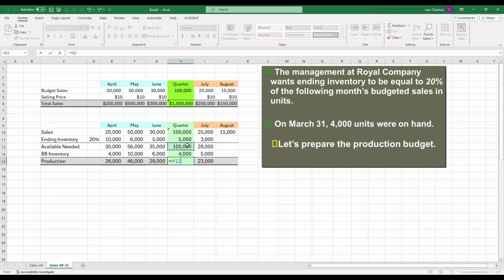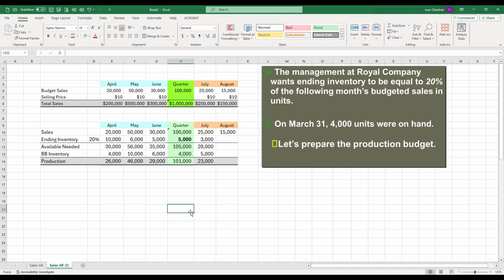So how many do we need to produce? 99,000. Actually, 101,000 units, right? Now, if we produce 101,000 units, we will be able to sell 100,000 units, and we're going to have an ending balance of 5,000 units.